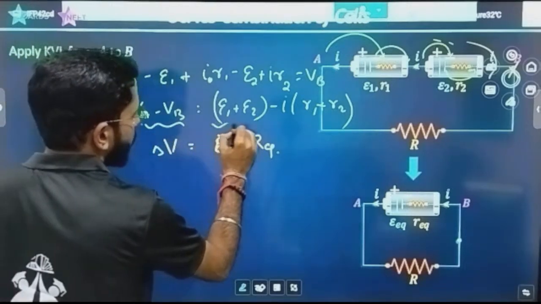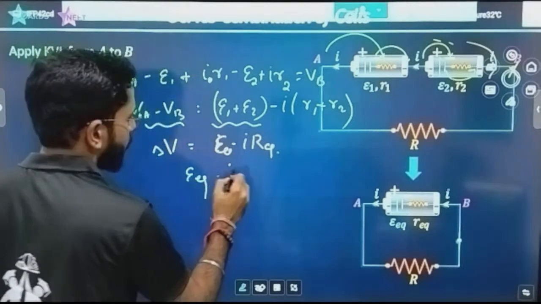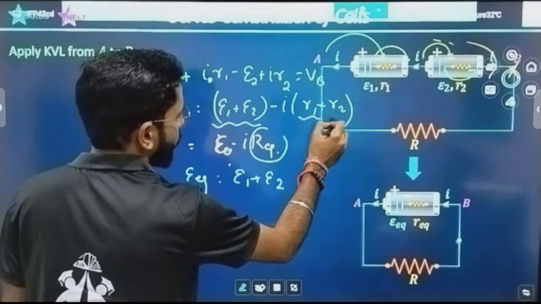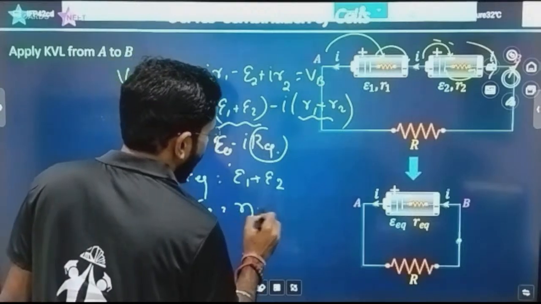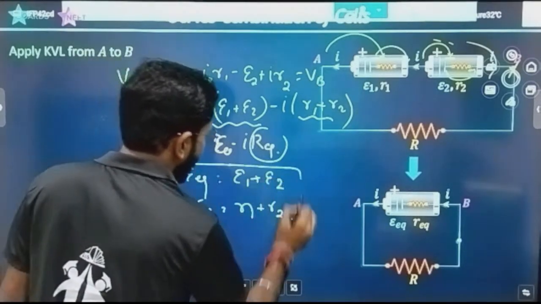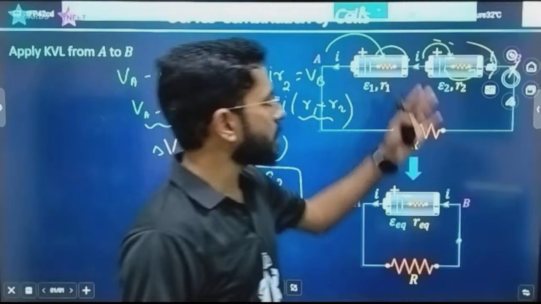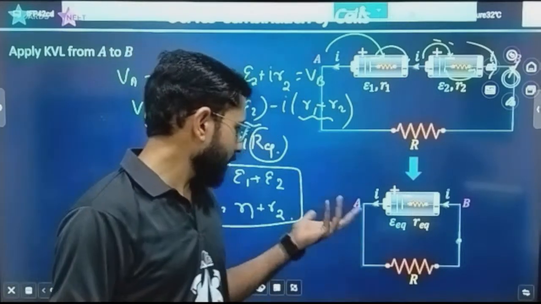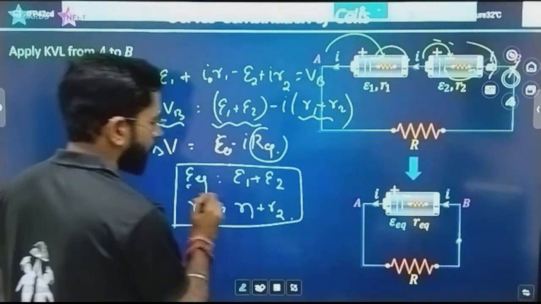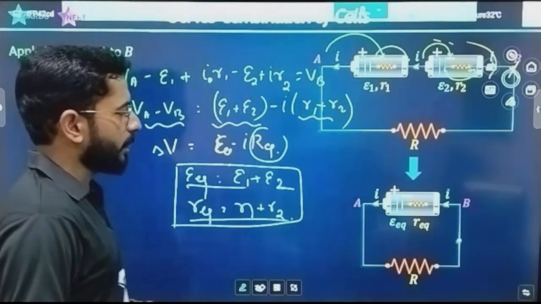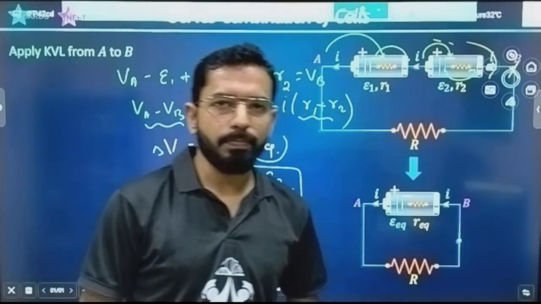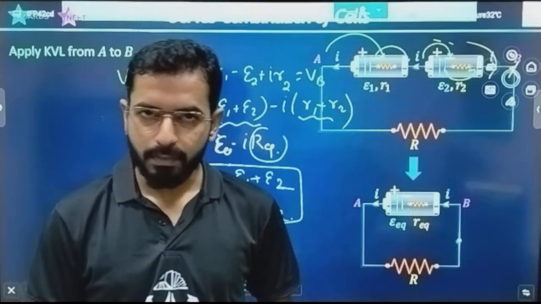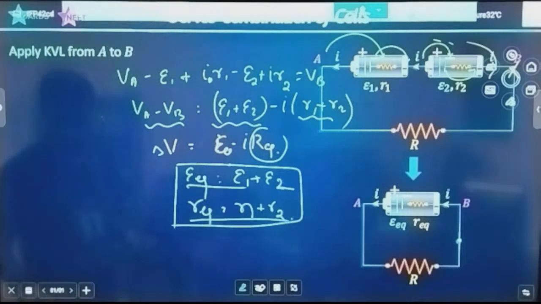This is delta V and this is E equivalent. Comparing, you can say E equivalent is E1 plus E2, and comparing the coefficient of I, R equivalent is equal to R1 plus R2. This is very obvious, because this is a simple series combination. We already know the result for resistors, and from here as well we are getting the same result. So always remember, for same kind of polarities, simply add them up: E1 plus E2, and the resistance will be R1 plus R2. I hope this is clear to you.